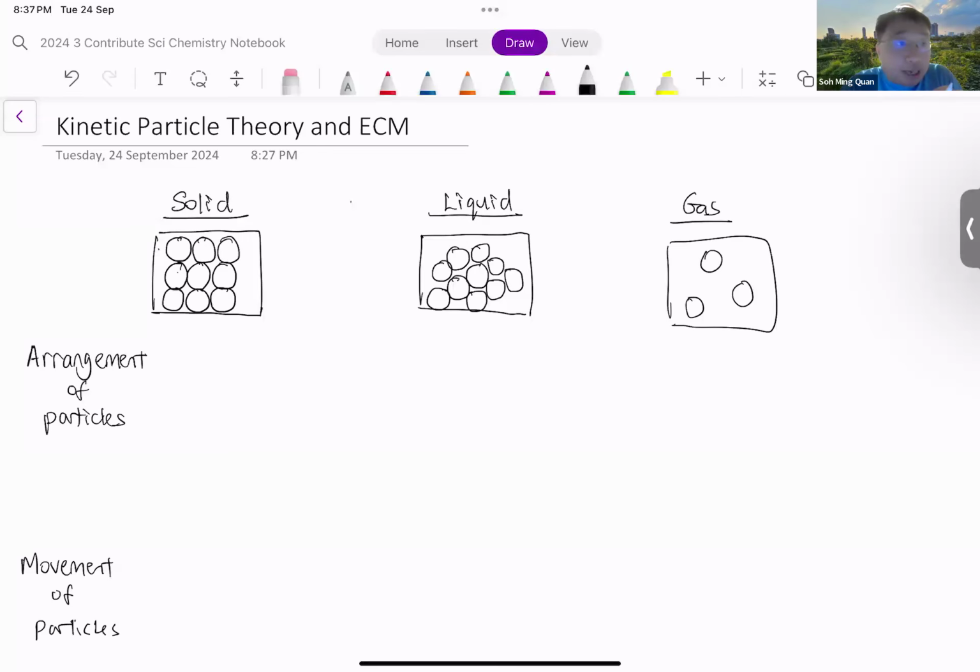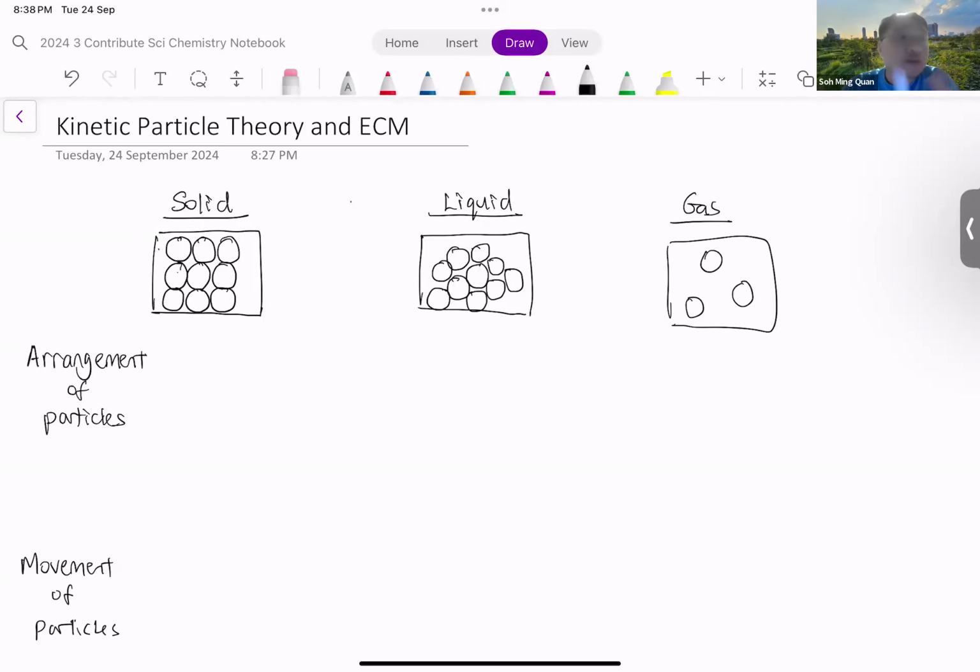Okay, hello everyone. We are back to really revise and summarize Chapter 2, Kinetic Particle Theory, as well as the portion on the elements, compounds, mixtures in Chapter 4 of our chemistry textbook. All right, so this is in preparation, of course, for your Sec 3 end of year exam. Now, we start with Kinetic Particle Theory, which doesn't have a lot of content. It is really just two main concepts.